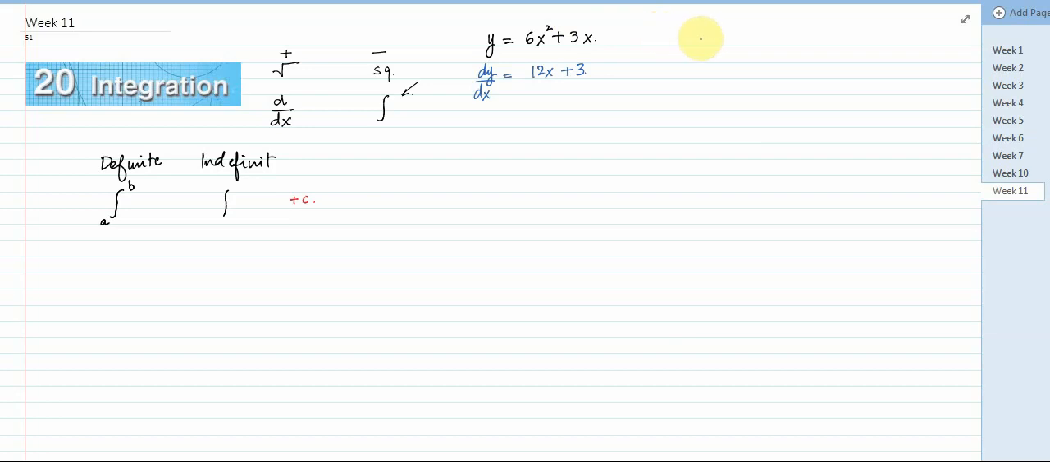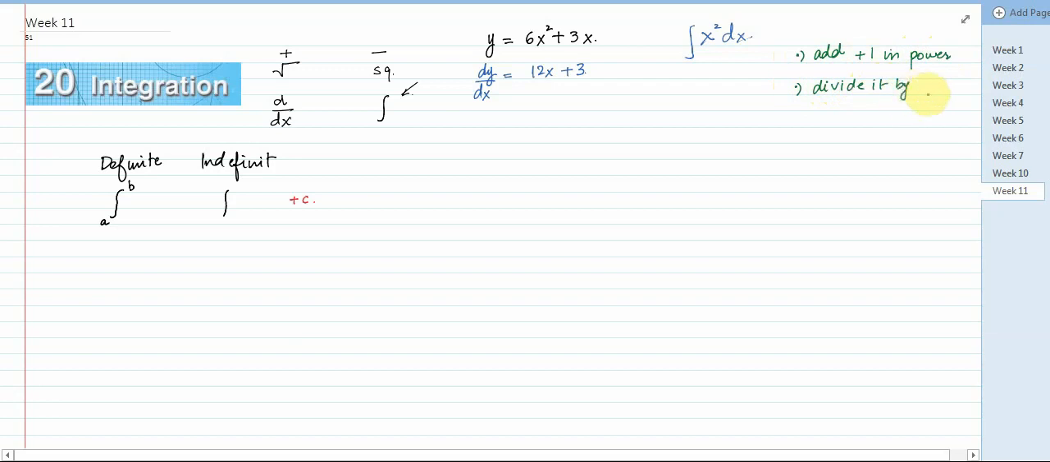So let's start with the basic one. Let's suppose that we have a function x square and you need to integrate that function. Alright. So the principle or the rule to integrate any function is step number 1, add positive 1 in power. Alright, step number 1. Step number 2, divide it by whole power.